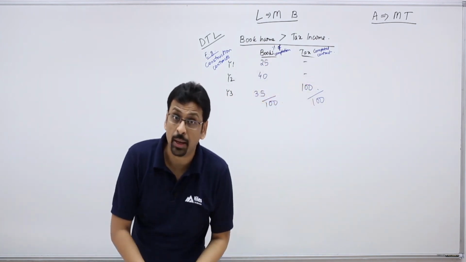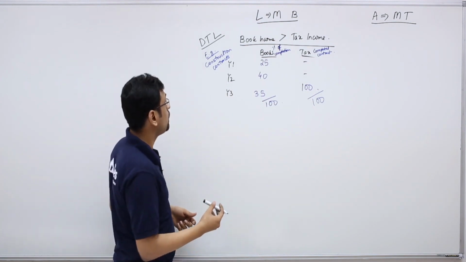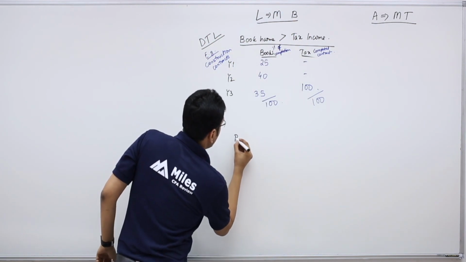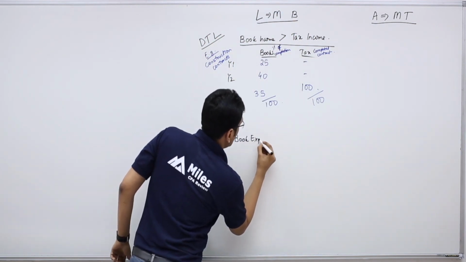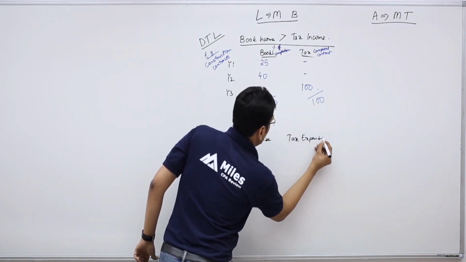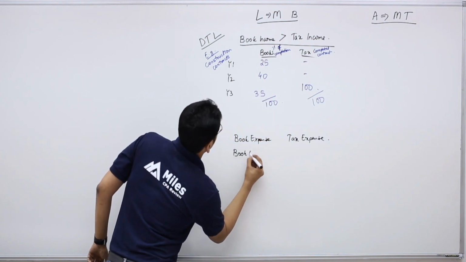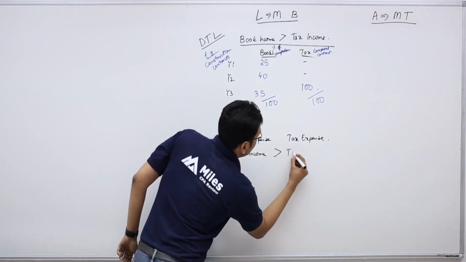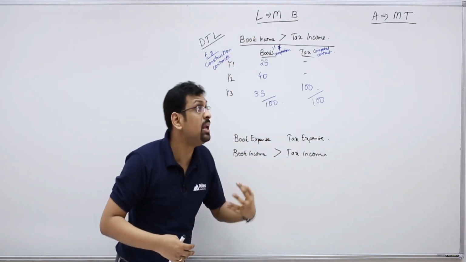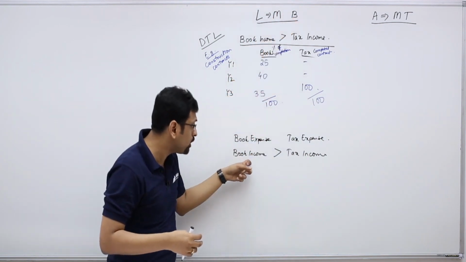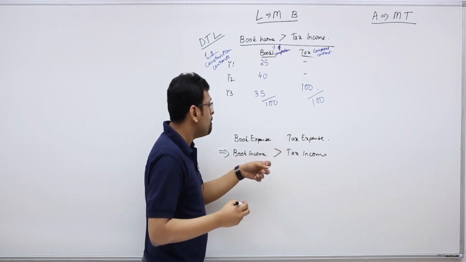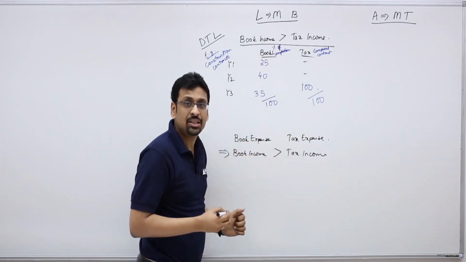Let me give you another example. Now let's look at expenses. We're talking about book income being more than tax income. So how about book expense versus tax expense? We need to get to book income greater than tax income, because that's the mnemonic, right? It's a deferred tax liability if it's more book income today. Book income is more than tax income. So for book income to be more than tax income, book expense needs to be lesser than tax expense.